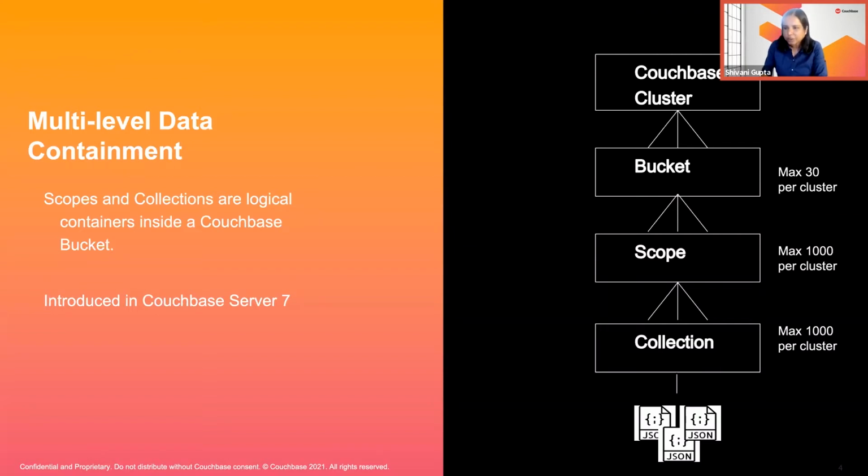So it's up to you and your architecture how you want to slice and dice the collections and scopes. You can create one scope with 1,000 collections. You can create 10 scopes with 100 collections each, or you can create 1,000 scopes with one collection each. So you can use these as it works best for your application.